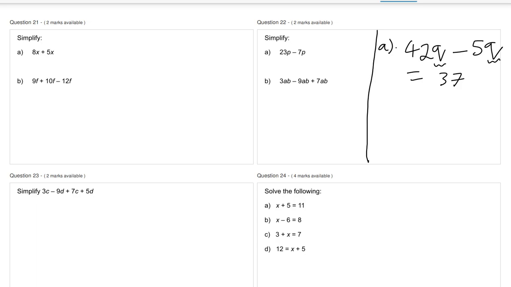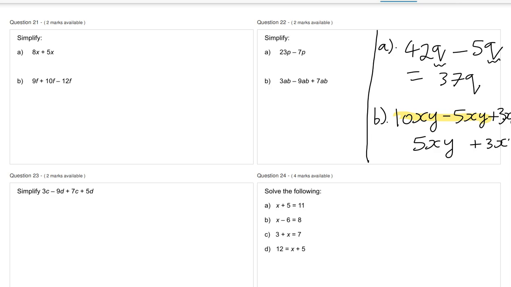I've got 37q. And then for the second one, imagine I've got, say, 10xy take away 5xy plus 3xy. What I would do first is 10xy take away 5xy, which is 5xy. And then I've got the 3xy to add on. I just think of xy as one letter, so I end up with 8xy.